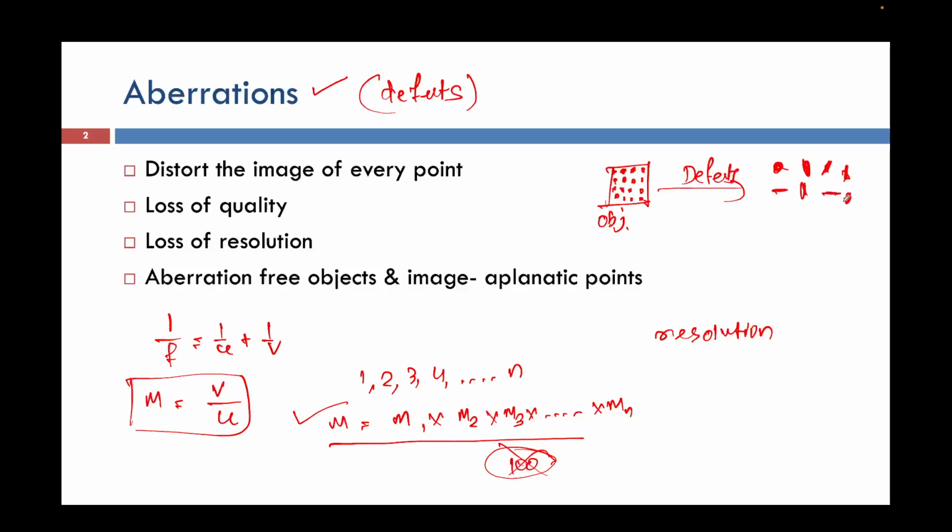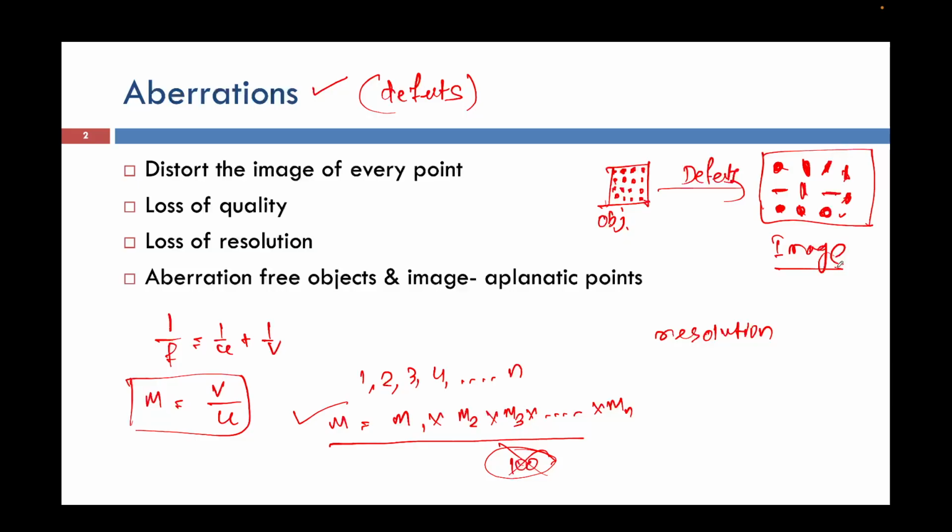Okay, some different way. One might be perfectly captured as it is, but we are not sure how our image will look. So our object is like this, but my image will be looking like this. Each point will be distorted, and what will happen? Loss of quality will happen. And why will it happen? Because there will be a loss of resolution.